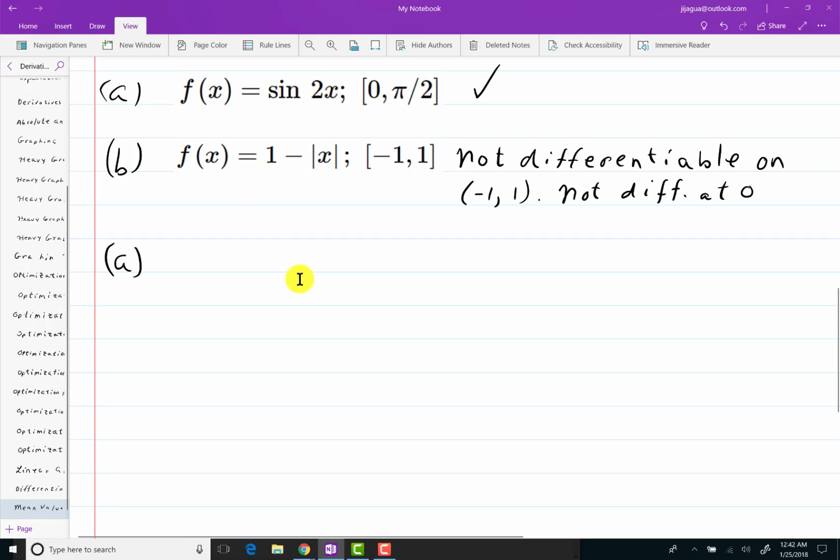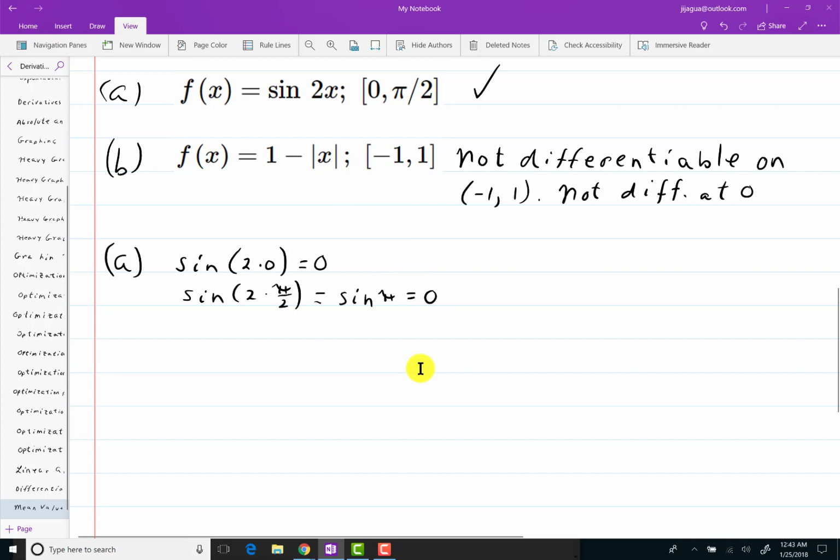Let's try sine of 2 times 0, well, that equals 0. And then sine of 2 times pi over 2 equals sine of pi, which equals 0. All right, so we got that going for us as well.